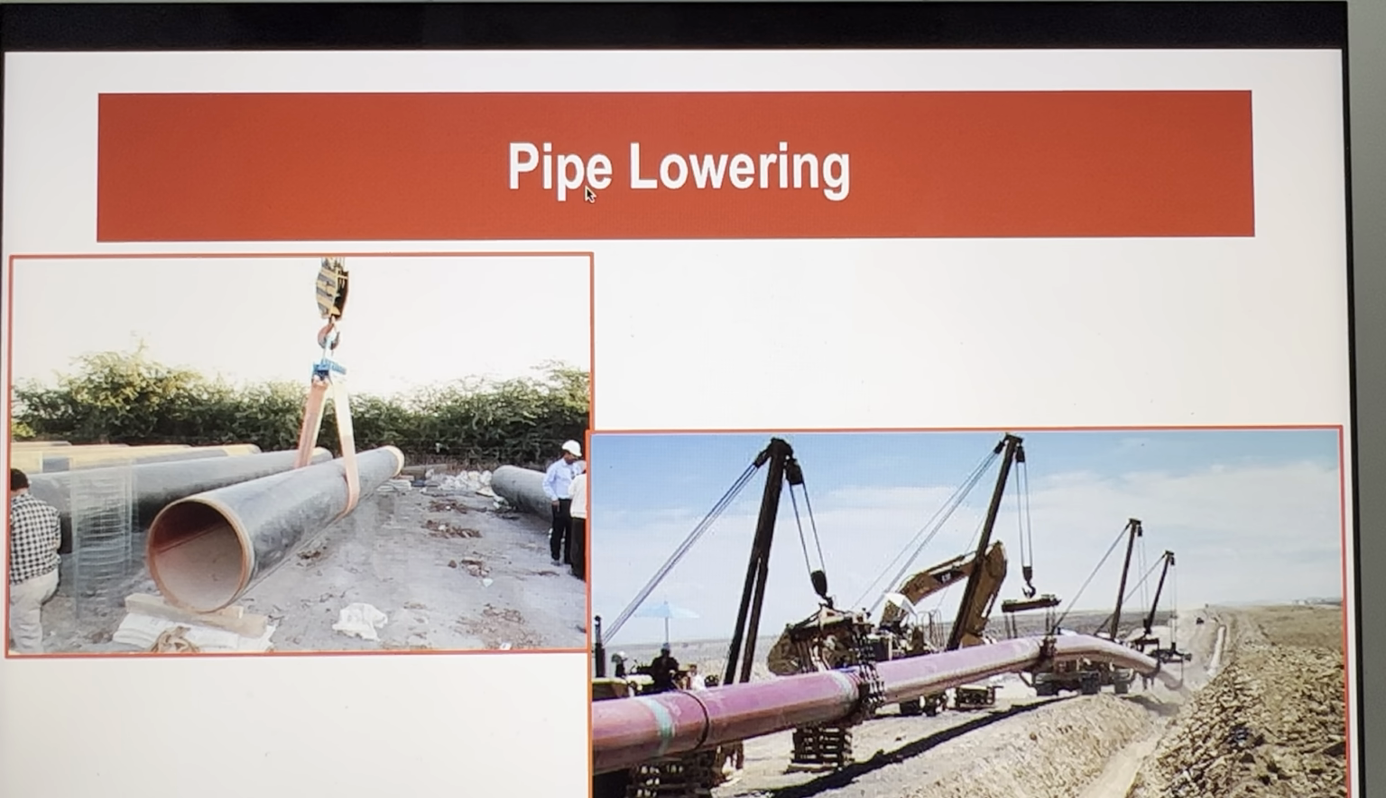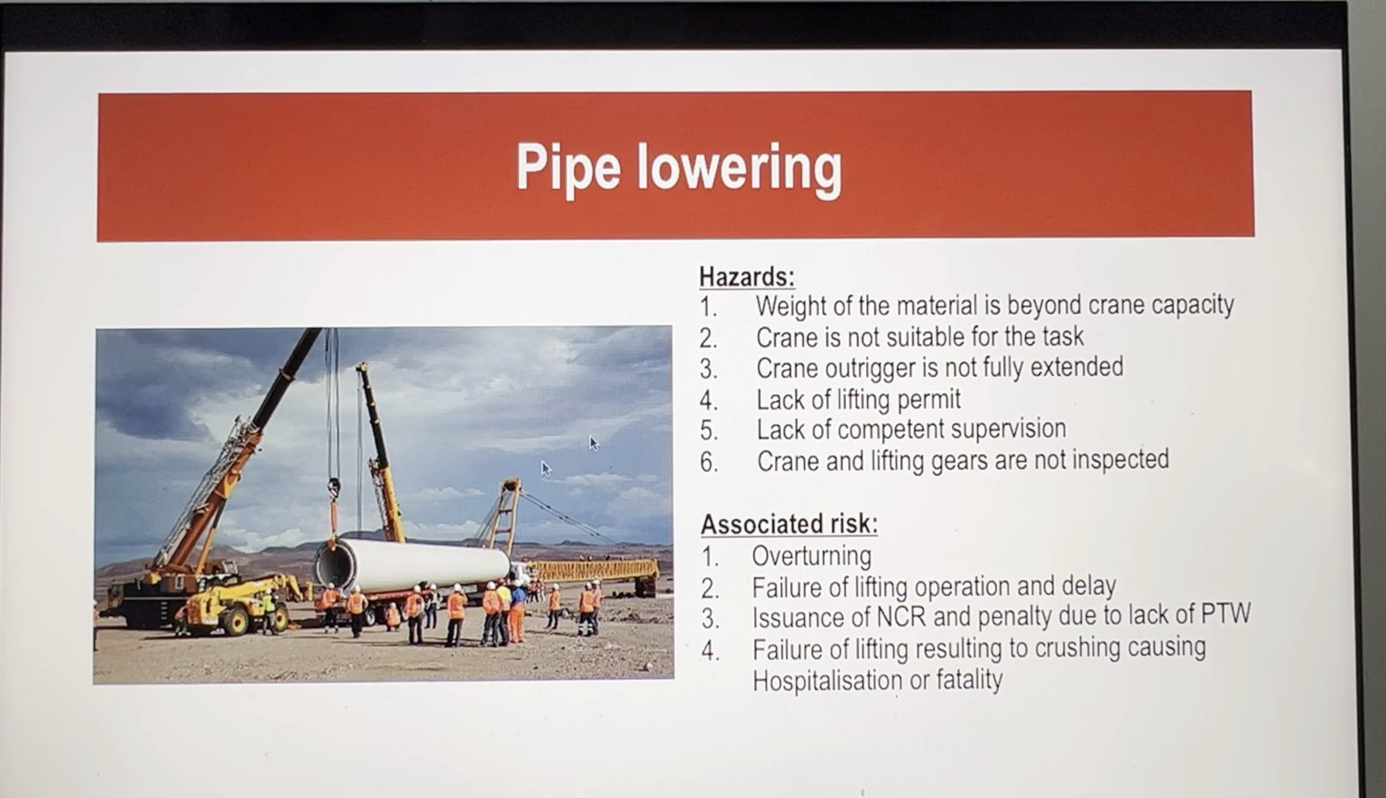This is the lowering of the pipe, using suitable lifting gears to ensure that the pipe is protected. In lowering the pipe, if the weight of the material is beyond crane capacity, that is a hazard. That is why the lifting permit should be issued, because the lifting engineer will verify whether the load and the capacity of the crane is suitable to lift that load without endangering the team.